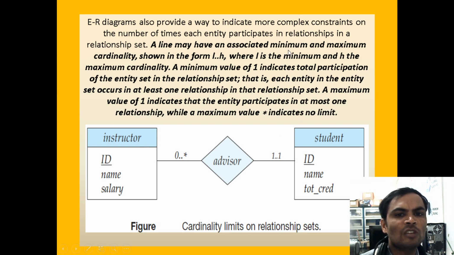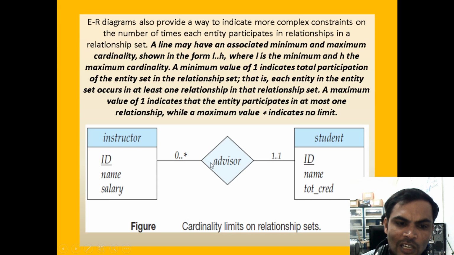The line may have an associated minimum and maximum cardinality principle, shown in the form of L to H, where L is the minimum and H is the maximum cardinality principle. The minimum value 1 indicates total participation of the entity set in the relationship. Means when you give a minimum value of 1, each entity in the entity set occurs at least once in the relationship. Under the relationship, whatever participants will be there should be available under this entity when you are giving 1.